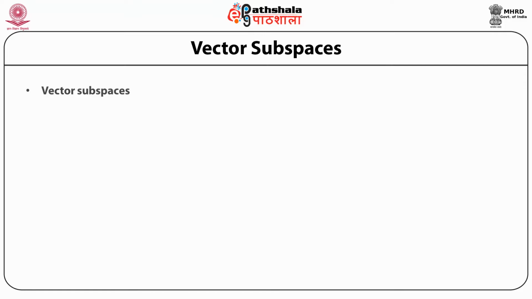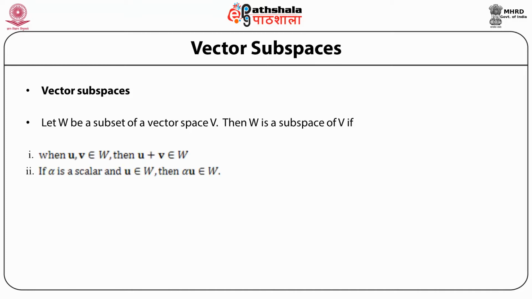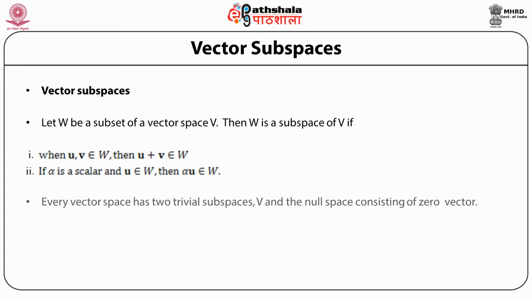Let us begin with the vector subspaces. Let W be a subset of a vector space V. Then W is a subspace of V if, first, when u, v belong to W, then u plus v also belongs to W. Second, if alpha is a scalar and u belongs to W, then alpha times u belongs to W. Every vector space has two trivial subspaces: V and the null space consisting of the zero vector. A subspace of a vector space is itself a vector space.